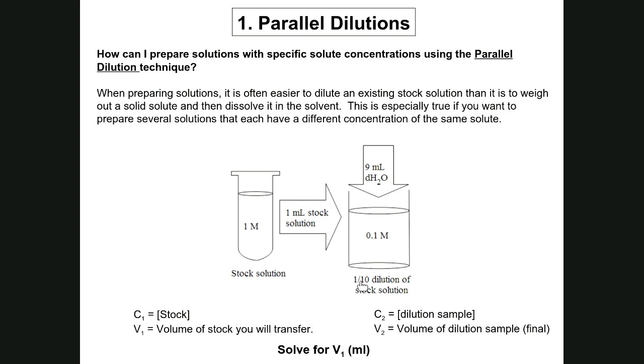Notice it says here, here's my stock. If I transfer 1 ml, it's telling you I'm diluting it, and it's telling you what the dilution factor is. What do C2 and V2 represent? C2 and V2 have to do with the sample you want to make, the dilution sample. C2 is the concentration of the dilution sample, and V2 is the volume you want to make this sample at. What's the final volume or total volume you want? I say down here, you're always solving for V1. In this lab, V1 would be milliliters.